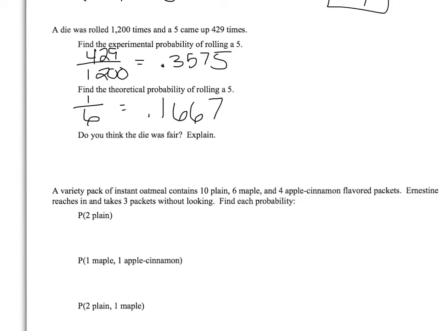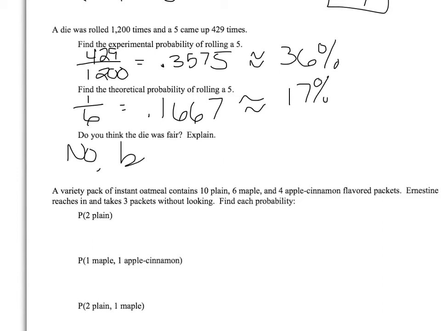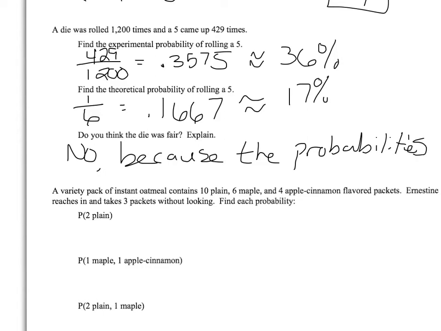Do you think the die was fair? It would be fair if those probabilities were close together. Those probabilities are not close together. This is about 36% of the time, and this is only about 17% of the time. So it's not fair. No, because the probabilities are too different.